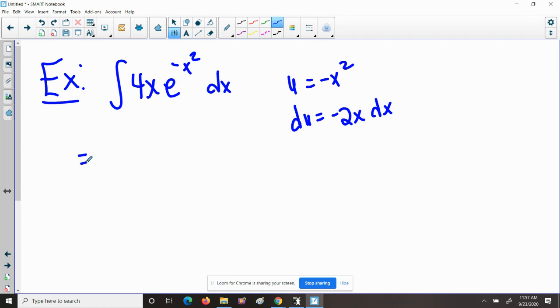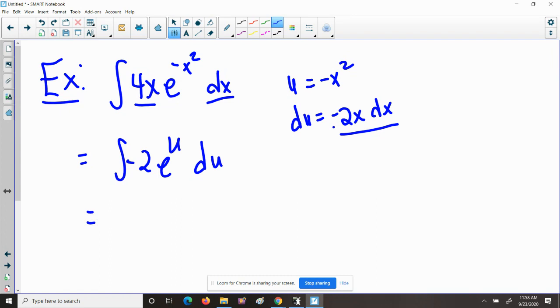So let's rewrite in terms of u. Okay, e to the negative x squared, that's easy, that's e to the u, right? Now, we have 4x dx. Our du is negative 2x dx. So in terms of du, we have negative 2 times that, right? We have a positive 4x, and so we have negative 2 times the du. I'm going to put that out front because it's just a constant.